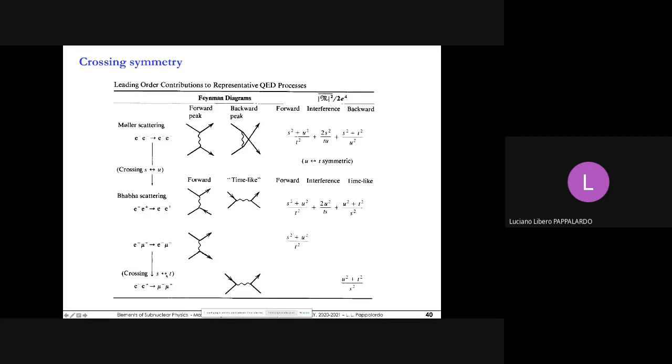Here is another example. This is electron-muon scattering. So we have electron on top, muon on bottom, and we have an electromagnetic scattering mediated by the exchange of a virtual photon. This is the matrix element squared. Now you apply the crossing, you change s by t, and you get the matrix element of the e+ e- annihilation. So the two are paired.